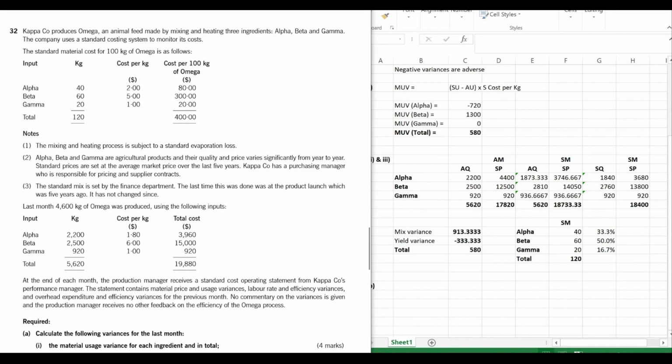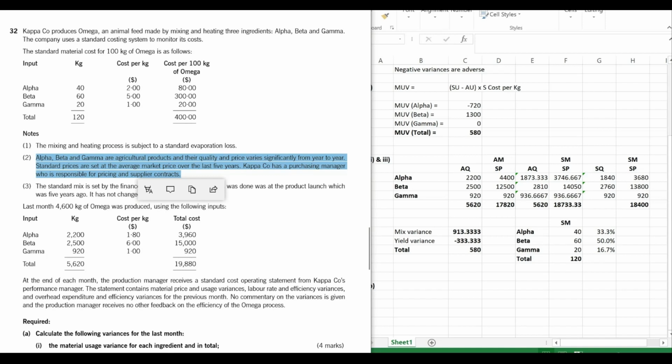Kappa Co produces omega. It uses standard costing system to monitor its cost. Okay, but let's look at the notes. The mixing and heating process is subject to a standard evaporation process. Nothing much we can say over here. After that, it says alpha, beta, and gamma are agricultural products, and their quality and prices vary significantly from year to year. Okay, standard prices are set at the average market price over the last 5 years. So why the last 5 years, right? Especially given the high fluctuations, wouldn't that data become outdated very quickly? That's the point we could explore, okay?